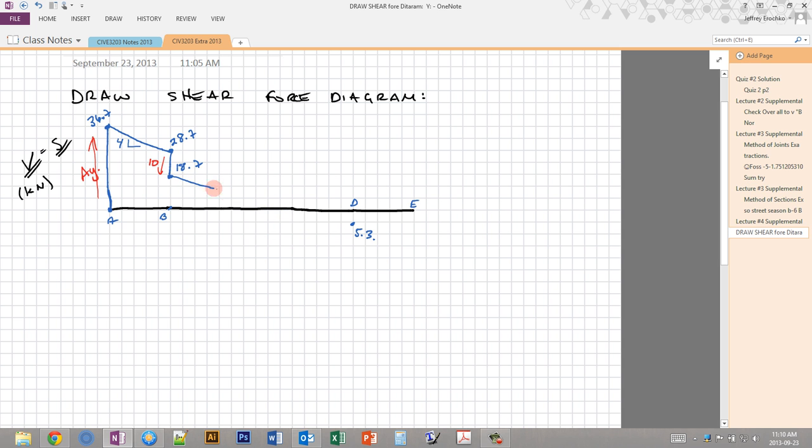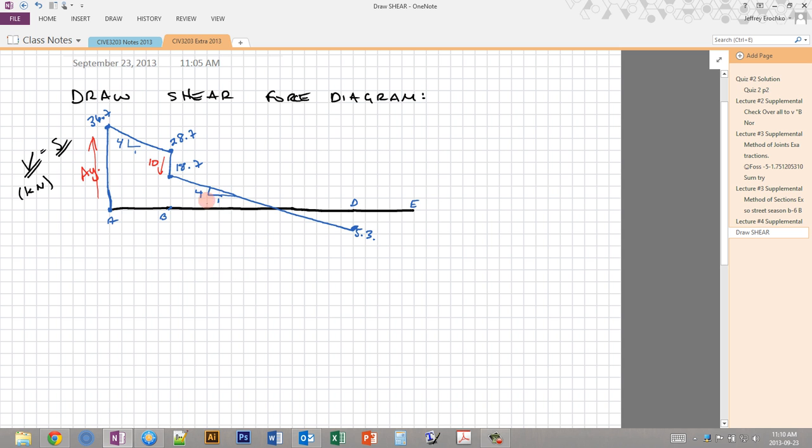So again, this slope, let's see, that ended up properly here. This slope is the same as this slope because it's the same distributed load. So this is also a slope of 4 to 1, right? 4 to 1.